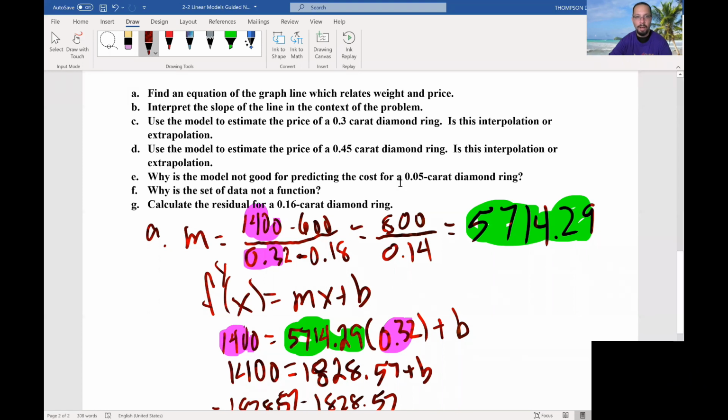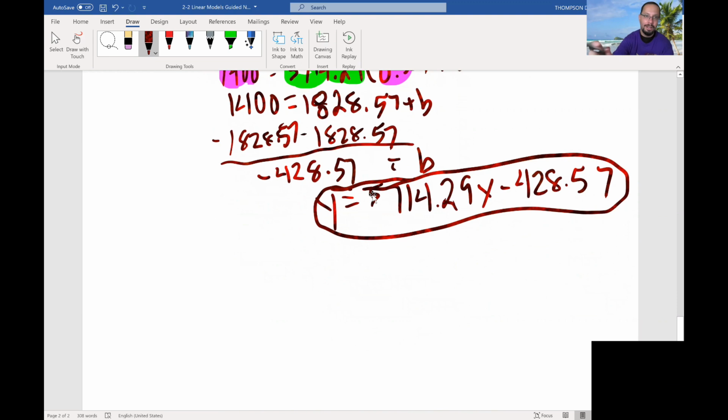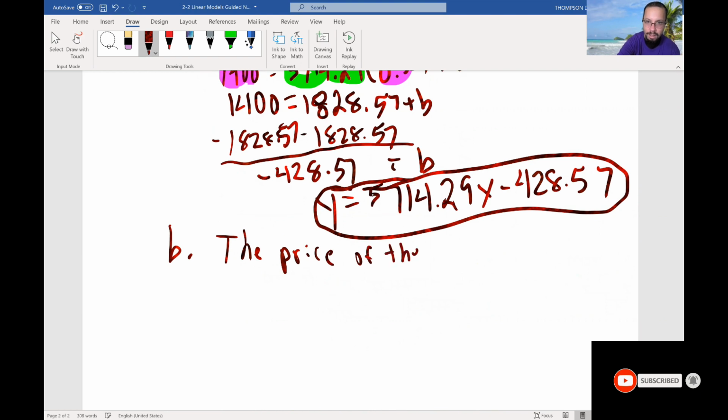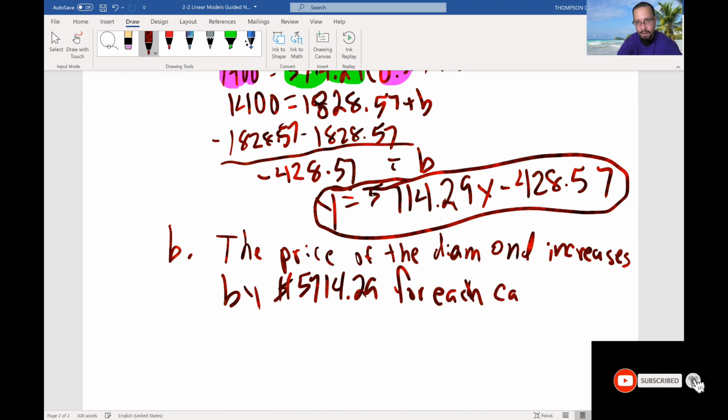Part B, interpret the slope of the line in the context of the problem. So our slope was 5,714.29. For part B, what we can say is the price of the diamond increases by $5,714.29 for each carat of weight it increases. And we're done with part B.